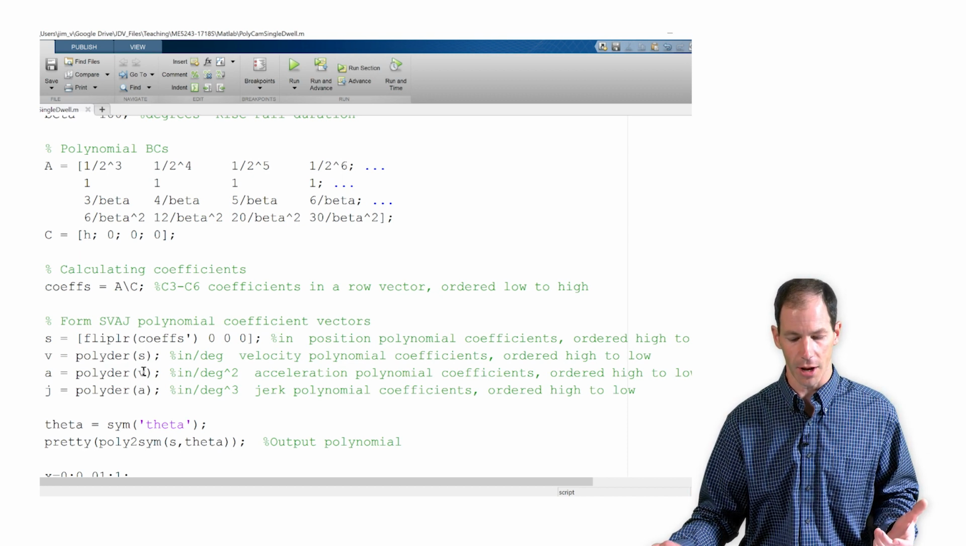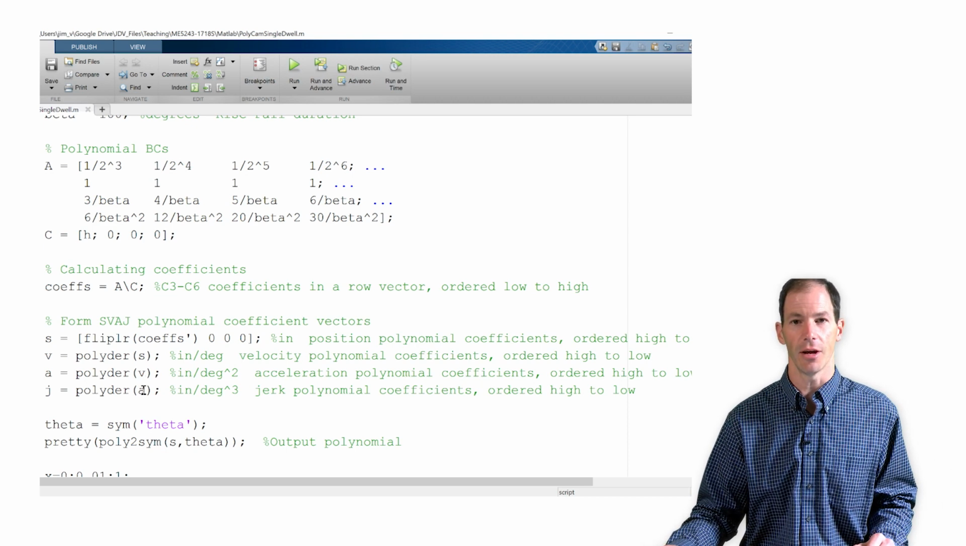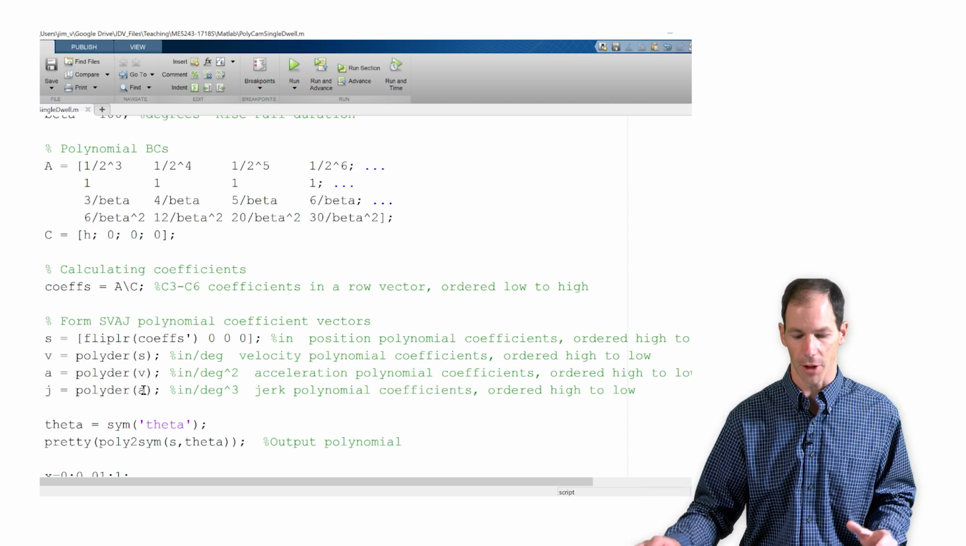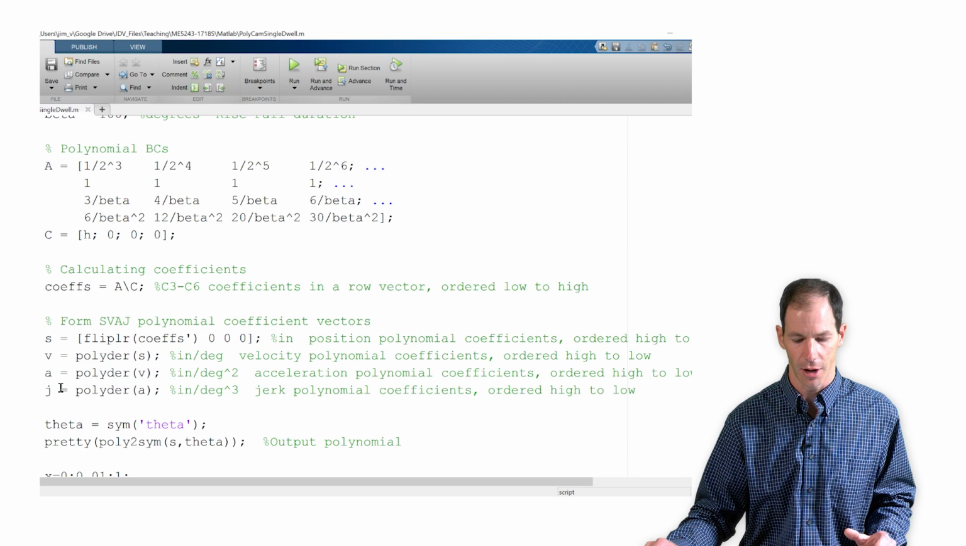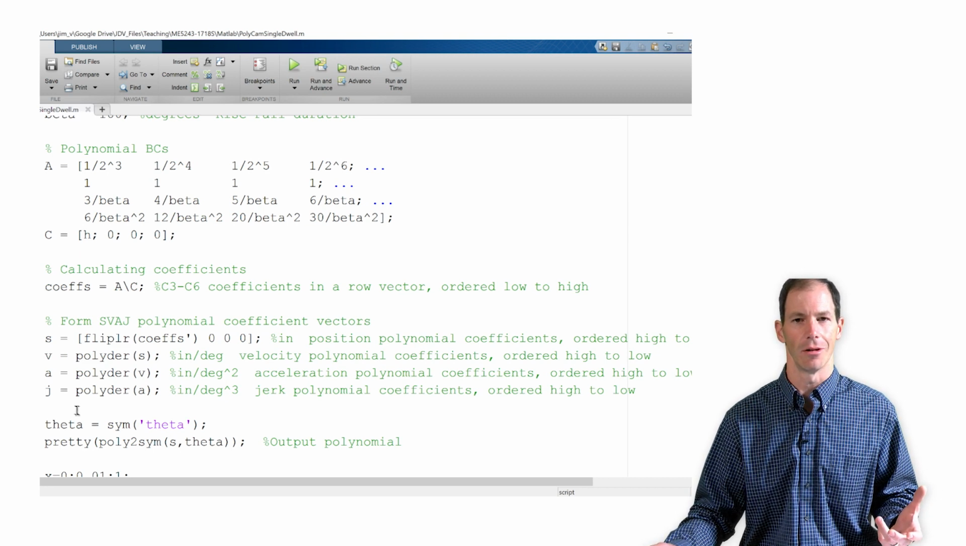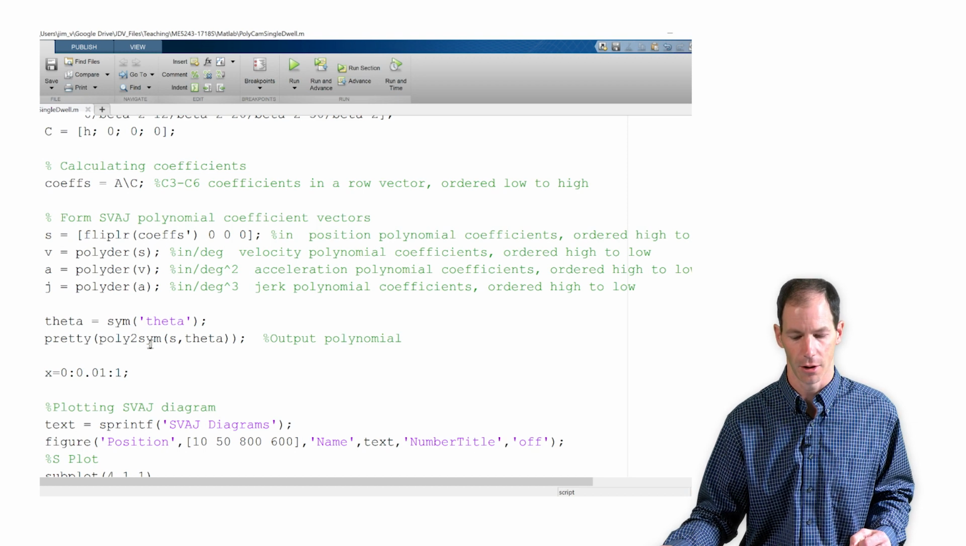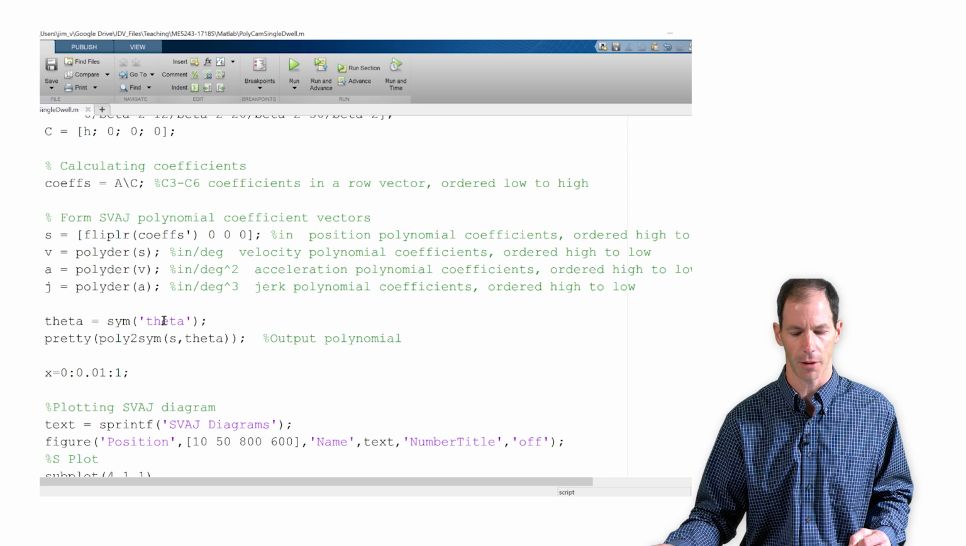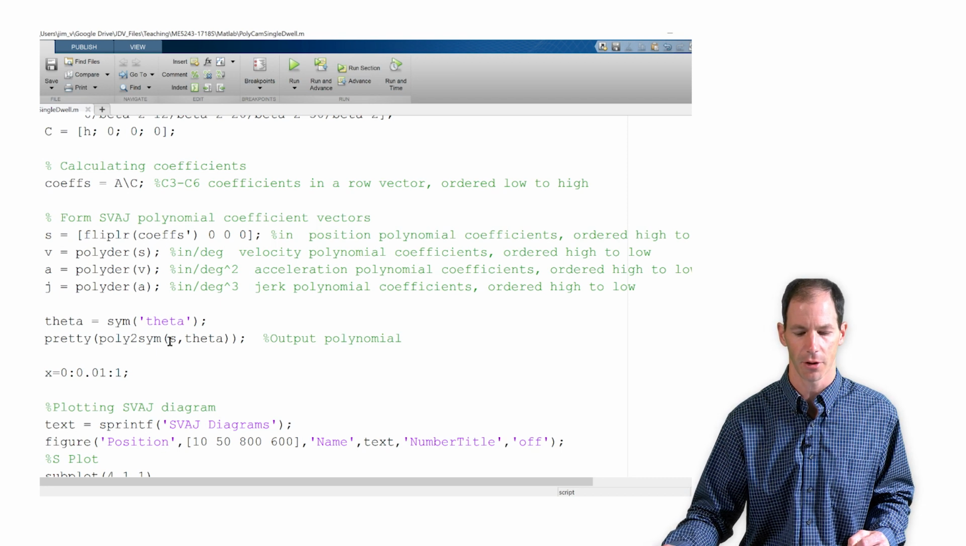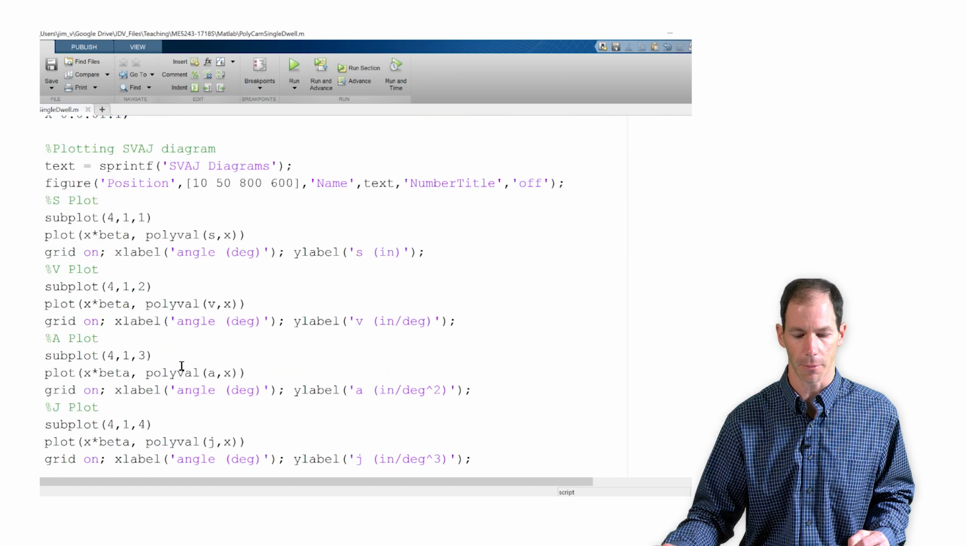So here I have jerk, and then what I want to do is get a feeling of what is the polynomial that I actually have for my position, and that's where this pretty command comes in, and this just makes it look text-like for what the polynomial is for s. I created a symbolic variable theta to help me with that output. And then I want to go ahead and plot the SVAJ diagrams. So I create, first of all, a figure and then a subplot of the position.